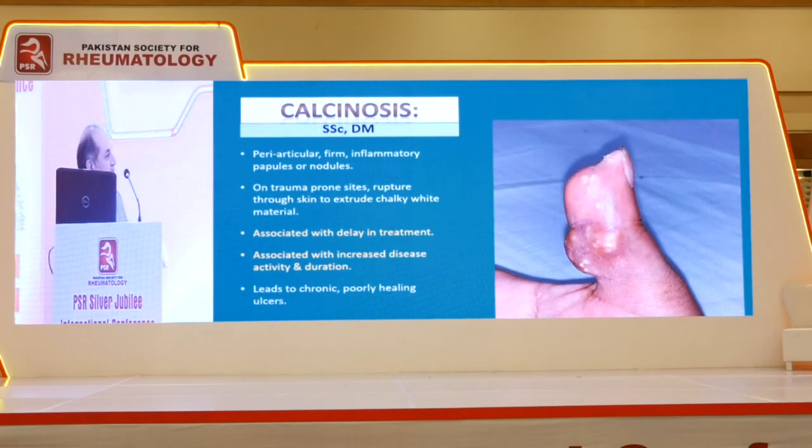Calcinosis: hard, yellowish nodules over the fingers, especially over trauma-prone sites. They rupture through the skin, discharging chalky white material, and are associated with delay in treatment and with increased disease activity and duration. So if there is a delay in treatment, there are more chances of calcinosis, especially in patients with scleroderma and in patients with dermatomyositis, and it leads to chronic ulcers.